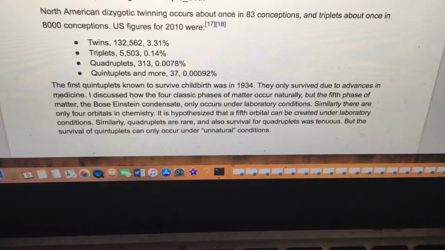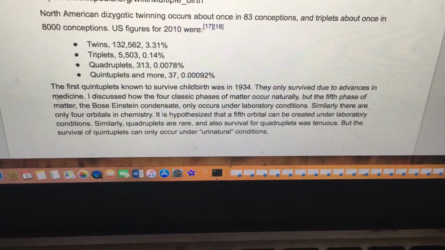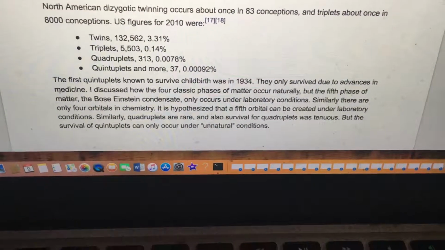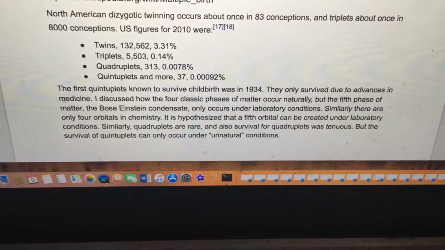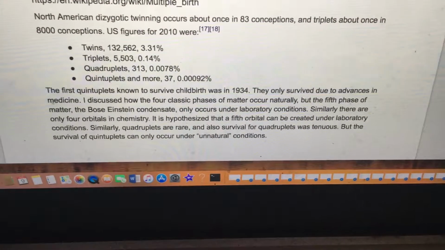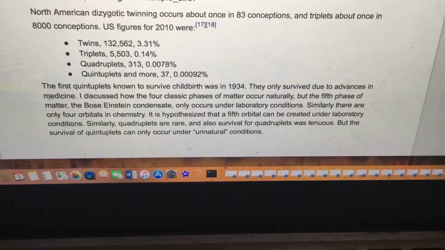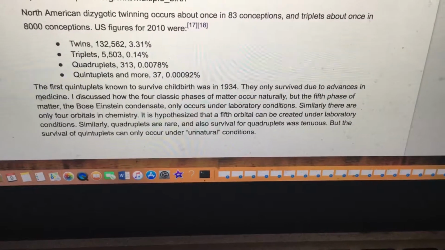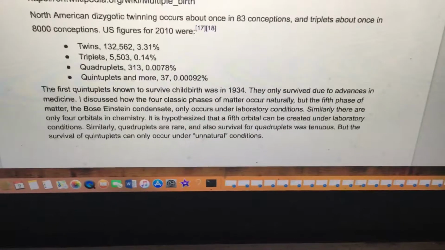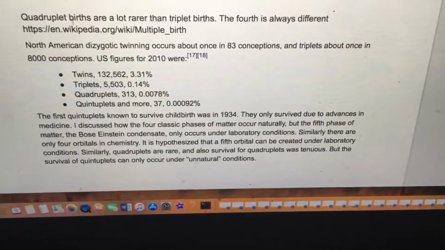I discussed how the 4 classic phases of matter occur naturally, but the 5th phase of matter, the Bose-Einstein condensate, only occurs under laboratory conditions. Similarly, there are only 4 orbitals in chemistry. It is hypothesized that a 5th orbital can be created under laboratory conditions. Similarly, quadruplets are rare, and survival for quadruplets was tenuous, but the survival of quintuplets can only occur under unnatural conditions. So that's all I want to talk about right now.